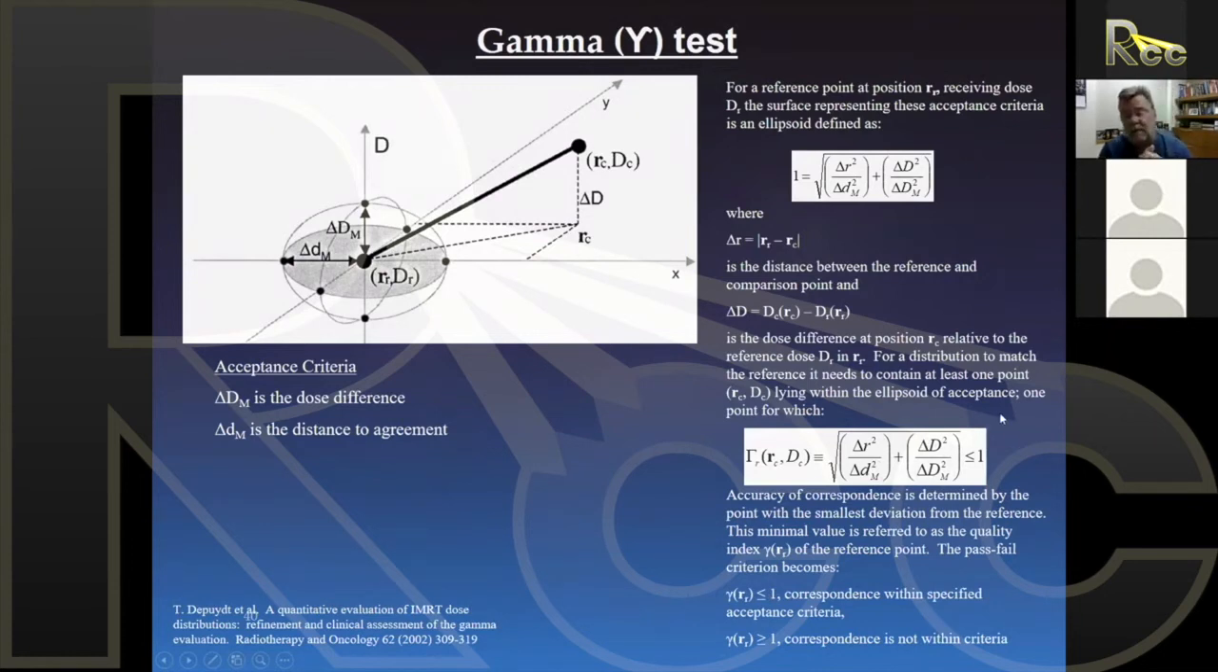So the problem with this is, this is a nice test, and it tells us, hey, this distribution compares favorably with your initial distribution. It doesn't typically tell you which one of these things is failing. You don't know, is it my dose or is it my distance to agreement? So this makes it a little bit difficult in evaluation, especially when you're trying to explain to physicians what you are trying to tell them with respect to why we can't pass this plan.